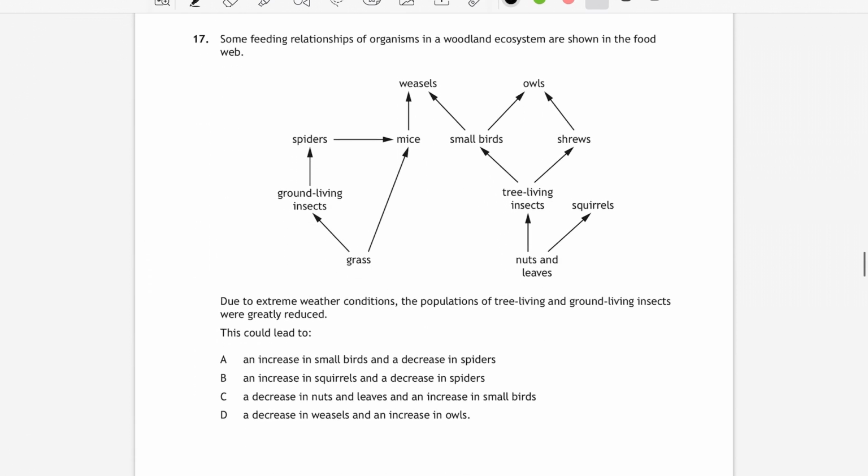Okay, number 17, so we're now on to Unit 3, materials. Some feeding relationships of organisms in a woodland ecosystem are shown in the food web. So we've been given a food web here. Due to the extreme weather conditions, the populations of tree-living and ground-living insects were greatly reduced. This could lead to what? So we've got these options of A, B, C, and D again. And I would encourage you this time to really pause the video and take a really good look at this diagram.